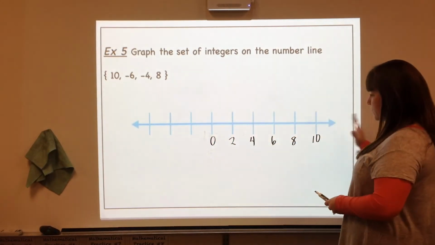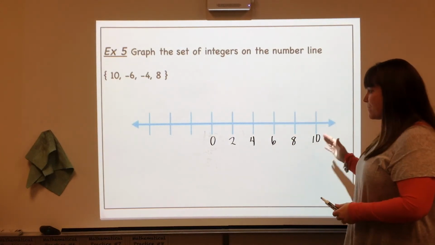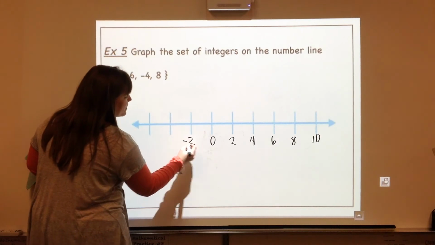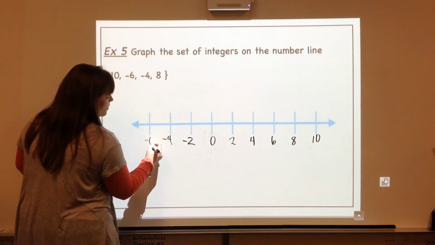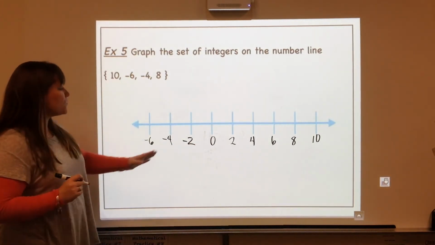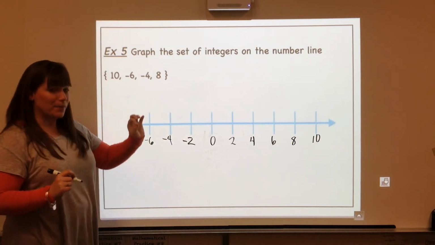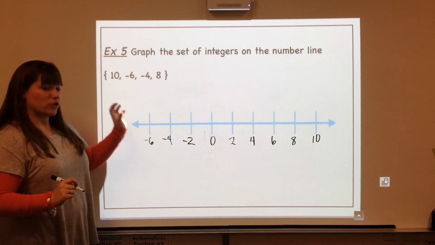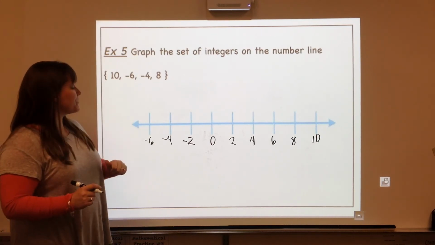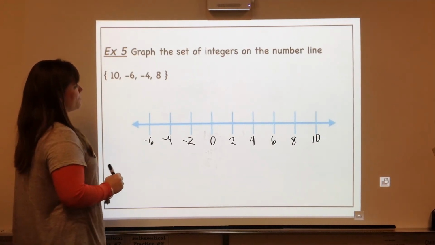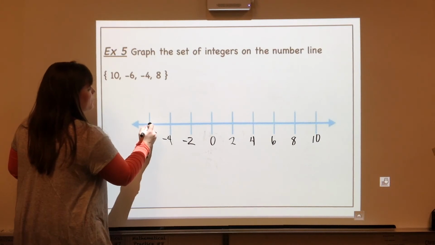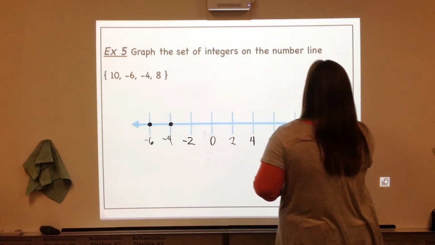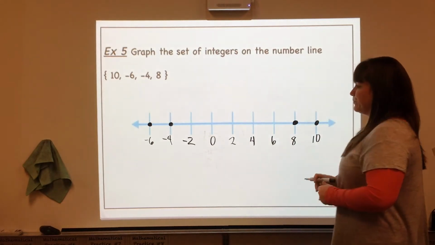If I go to the right, my numbers are getting bigger by 2s. Now I have to go to the left, and I'm going to have -2, -4, -6. Notice the numbers are getting bigger. Obviously, with a negative number, it's actually getting smaller as you go to the left. Now I'm ready to plot my points. I have -6 and -4, and then I'm going to come over here and do an 8 and a 10.